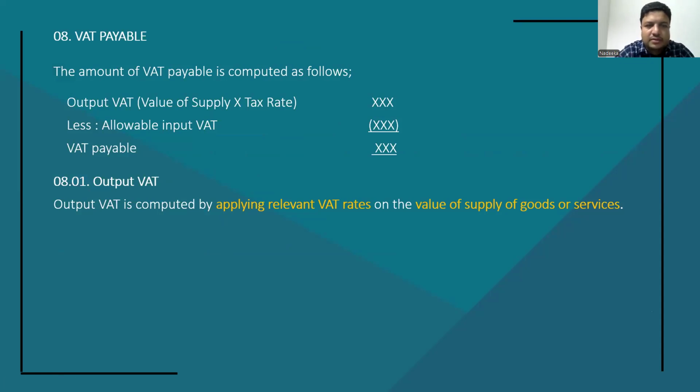Now let's look at how the VAT payable is computed. The amount of VAT payable is computed as follows: output VAT, value of supply into tax rate. That's basically the tax you collect from your customers. From that, you can deduct allowable input VAT. So the balance is the VAT that you need to pay to the Inland Revenue. This is why it is called value added tax, tax on value addition. Output minus input, basically. So the difference is the value addition that you have made. On that, you have to pay tax.